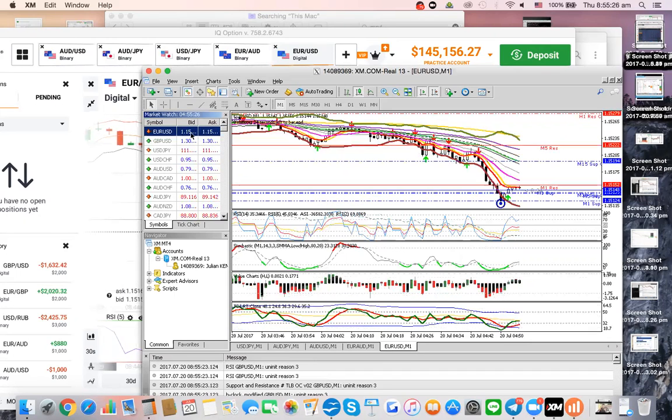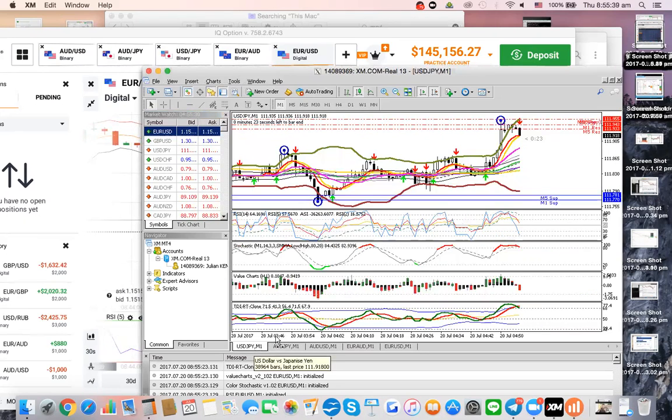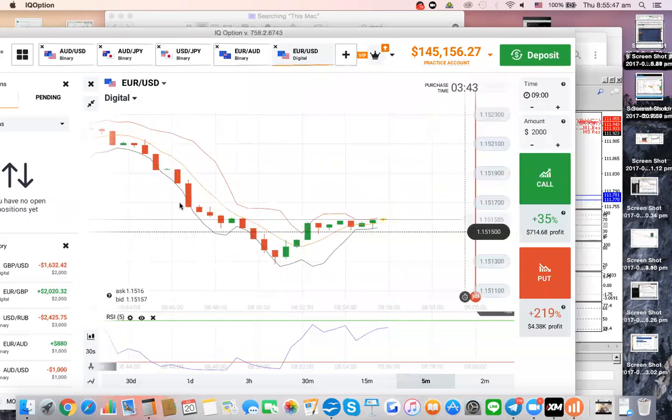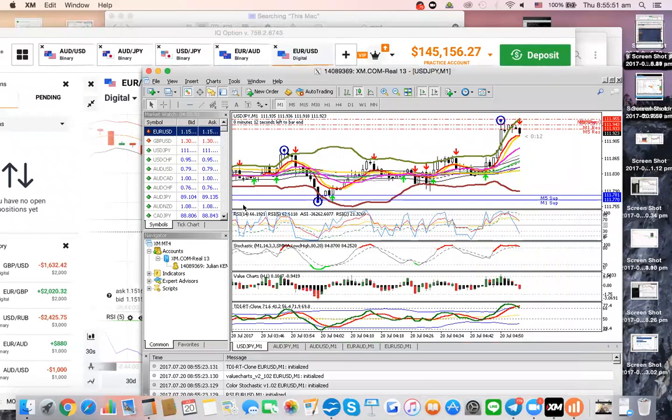This is something that I've been suggesting that everyone do before you start a session, whether it's trend follow or reversal. Go into your MT4, look at every single pair, put them on the same time frame as your IQ or whatever platform you're on, and just check: are the charts safe to trade? Are they safe to ride a trend?